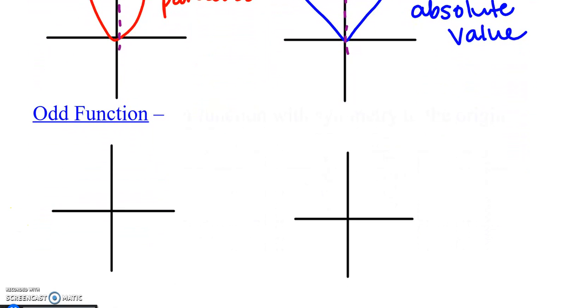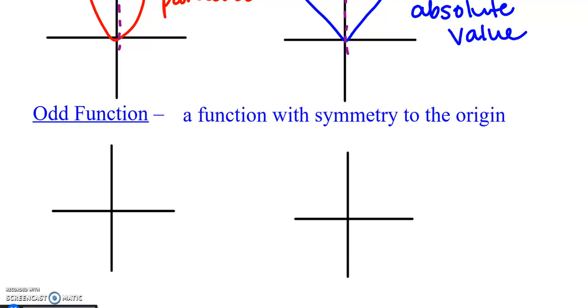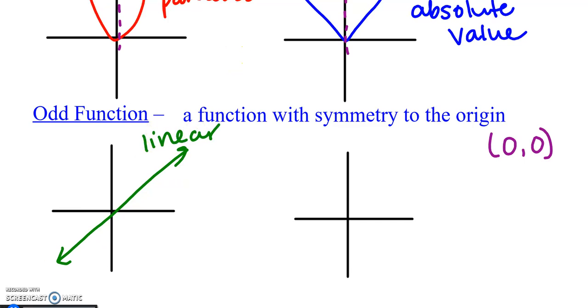An odd function has symmetry with the origin. So our origin being the point (0, 0). So two functions that you know of that have odd symmetry are a linear function and our cubic function, kind of that disco man graph. Those are two that have symmetry with the origin. So if I think about this point right here and this point right here, if I were to fold my paper in half and then in half again, I would get my symmetry around the origin.